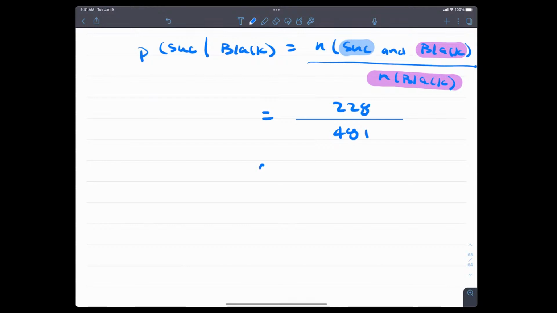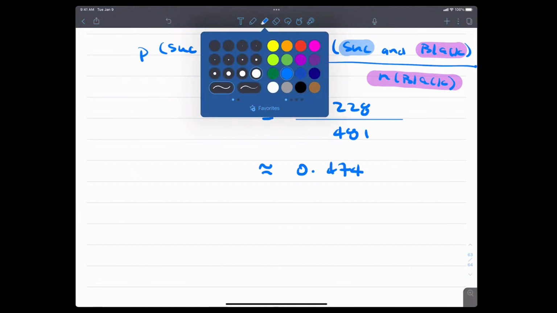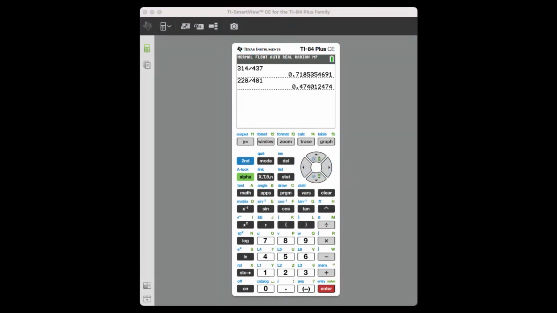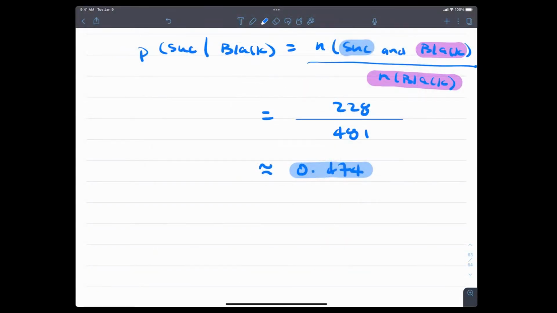What's this going to give you? 0.474. You guys with me on that? Okay. So what is that going to be? 0.474, which is 228 divided by 481. What is that as a percent? Move the decimal 2 spaces to the right. What do you get?